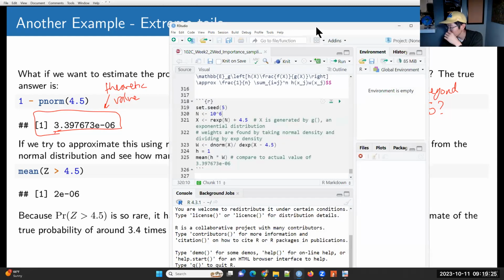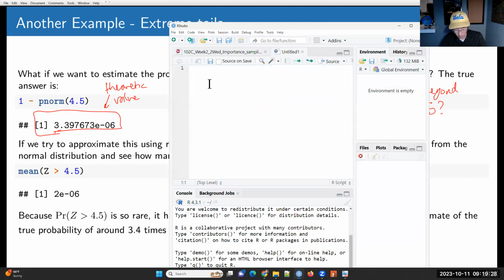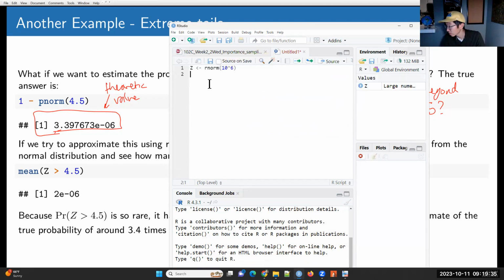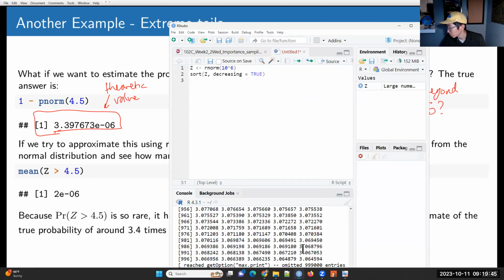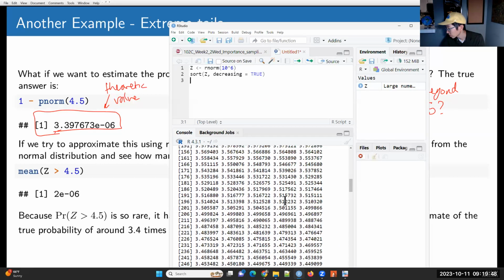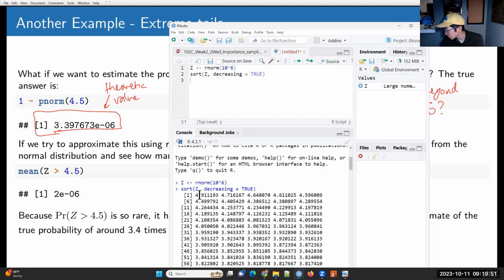And I don't know, maybe I'd get something a little bit different. So I could say, let's do Z is going to be R norm 1 million. And then let me sort Z decreasing equals true. All right, so in this case, I got 1, 2, 3, 4 values. 4 out of 1 million values were greater than 4.5. No, I'm sorry, 5 values. 5 values were greater than 4.5, okay? So in our case, my estimate would be 5 out of 1 million, okay?